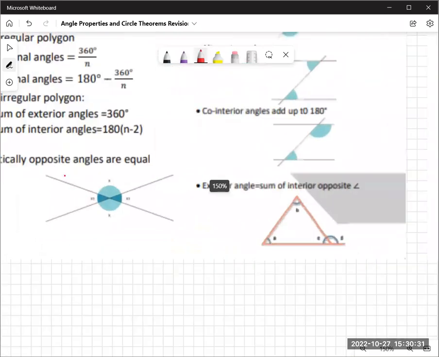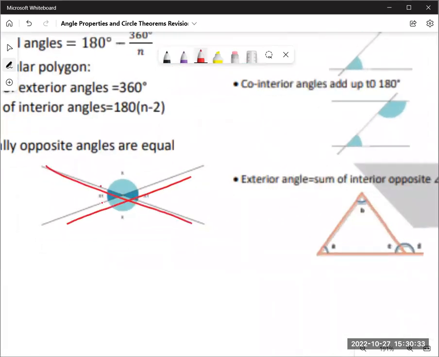Next one is whenever you have a line like this, which is an X, and you have opposite angles, they are going to be equal.